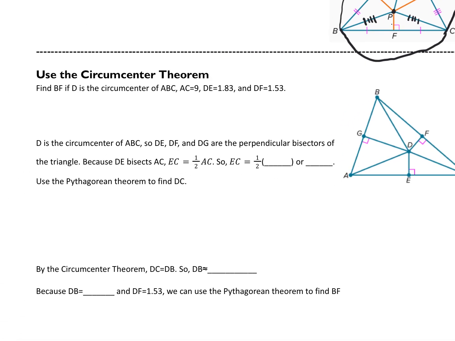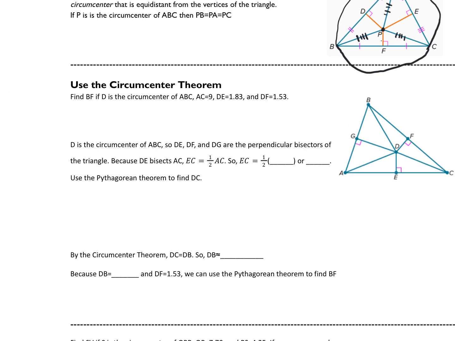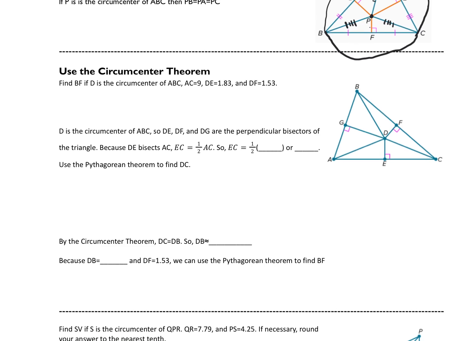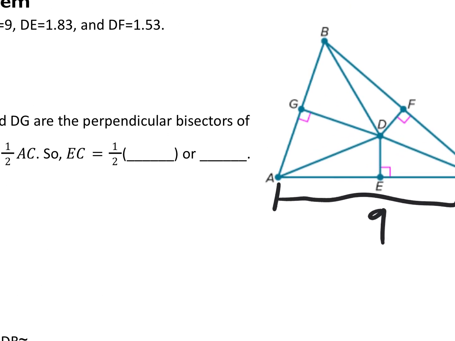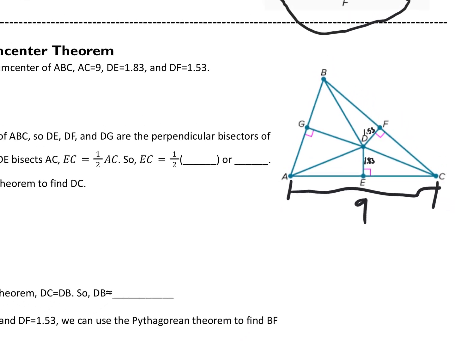So we're asked to use the circumcenter theorem and to find BF if D is the circumcenter of ABC. We're told some useful information here. We're told that AC is equal to 9, so let's go ahead and label AC as 9 units long. DE is 1.83 units, so I'm going to write that in here, 1.83, and DF is 1.53.